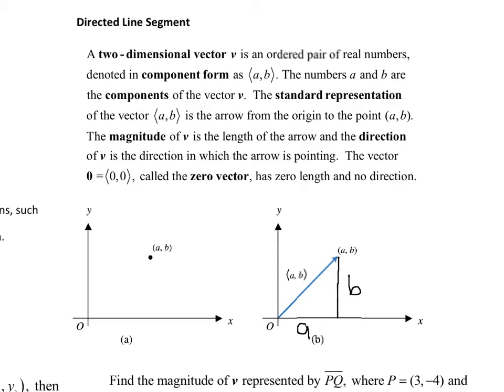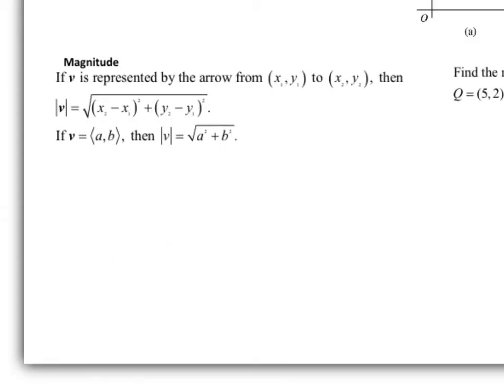Okay, so let's look at pieces of it. Let's look at how we can find the magnitude, okay? All right, so if V is represented by the arrow from (x1, y1) to (x2, y2), then the absolute value, which means magnitude of V, is the distance formula. Okay, we've done this. If you're given the component form of V, then the magnitude is just the square root of a squared plus b squared. Okay, so we've been given these. So this is how we calculate these.